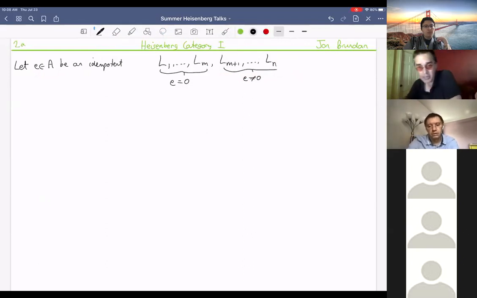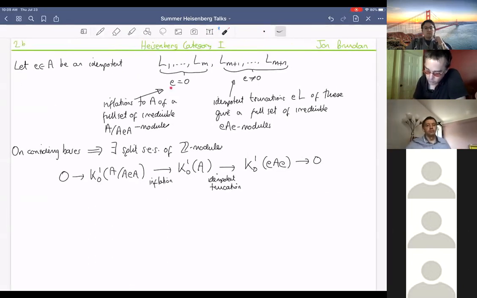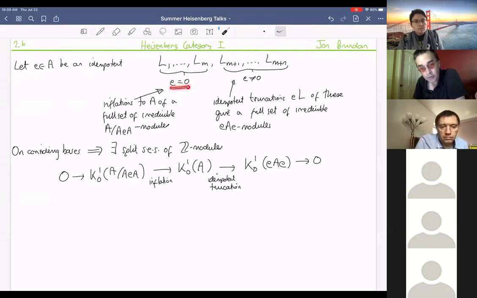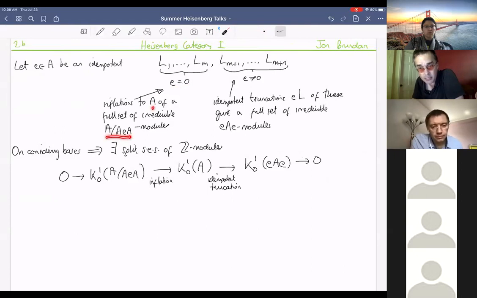Right, so those are my complete set of irreducibles. And let's just group them so that on the first M of them, the idempotent E is 0, and on the rest of them, the idempotent E is non-zero, okay? So the ones on which E is 0, those irreducible A modules, they're just the inflations of irreducible modules from that quotient algebra. So AEA is a two-sided ideal, and that's just the quotient by that two-sided ideal. And if E acts as 0 on the irreducibles, those irreducibles factor through to that quotient. So that first bunch of them, L1 through Lm, they're just inflations from that quotient algebra.